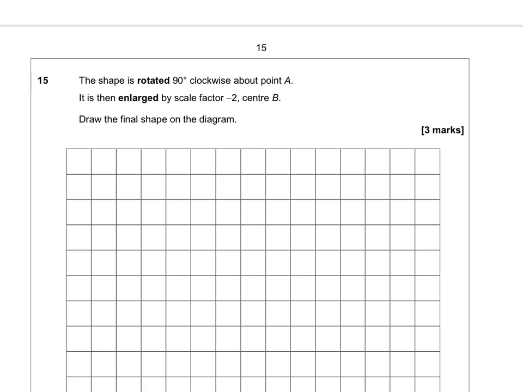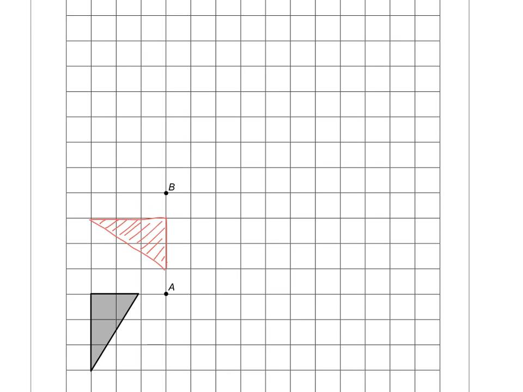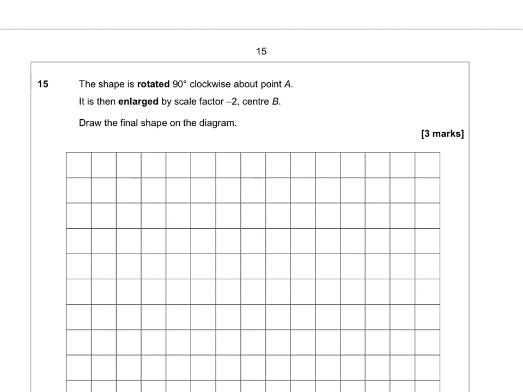Question 15. The shape is rotated 90 degrees clockwise about point A. So to carry out this rotation, take a piece of tracing paper. On your piece of tracing paper, draw over the shape and then press the point of your pencil on the centre of rotation A and then rotate the tracing paper 90 degrees clockwise, i.e. a quarter turn 90 degrees clockwise, and this will give you the new position of the shape as shown in red here. The shape is then enlarged by scale factor -2 with a centre of B.